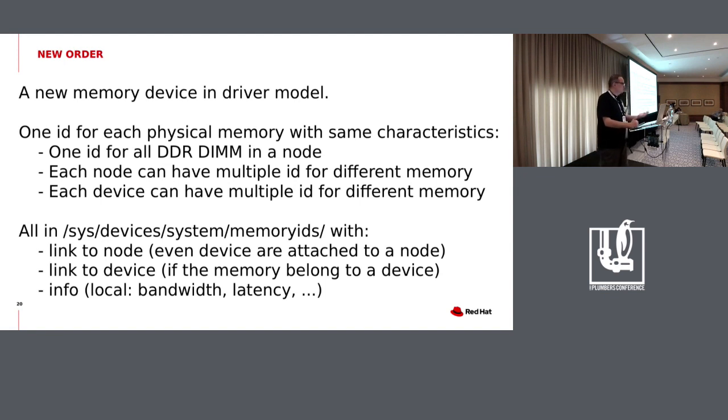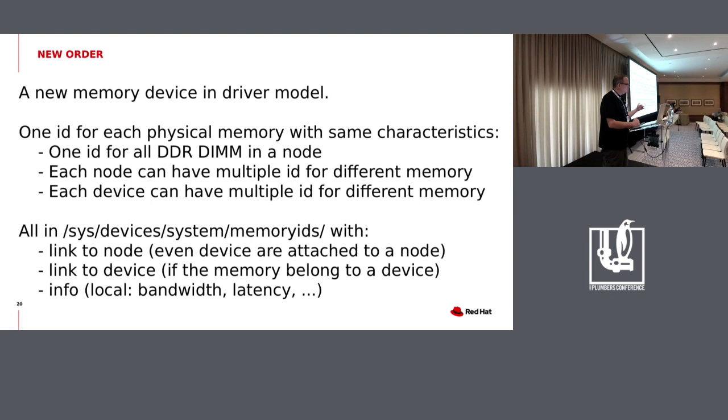And each node can have multiple IDs because each node can have multiple types of memory: one node with HBM, DDR, persistent memory. It's the same for devices. When you have a device inside a node attached to a CPU, that device itself can have HBM, can have GDDR, can have persistent memory, and so on and so forth. So we want some kind of new directory. Again, I don't really care about the naming. Inside that directory, you have one file for every physical memory. The name of the file is just the ID, actually.